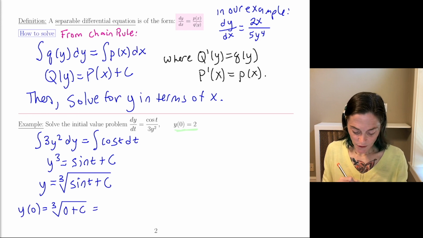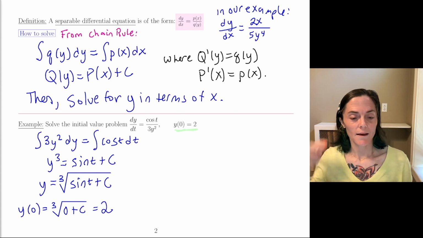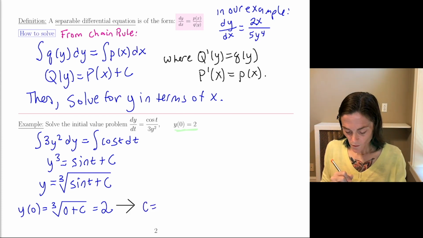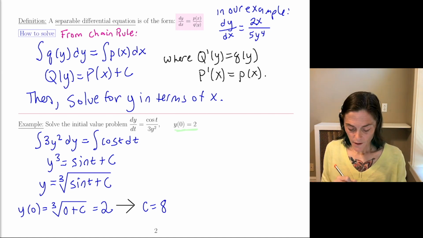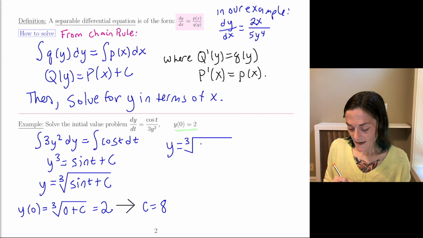We want this to equal 2. And now you can see our constant will be 8. So c equals 8. Now let's write our final answer. My function y is the cube root of sine of t plus 8.